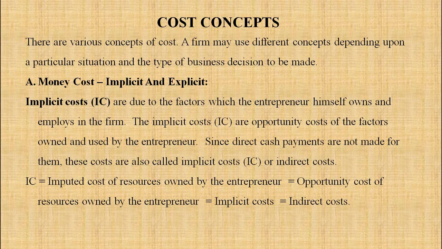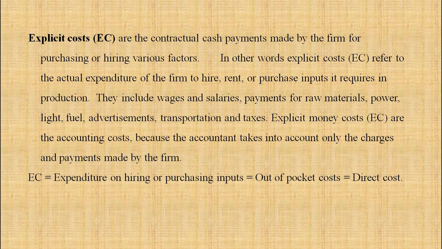Since direct cash payments are not made for them, these costs are also called implicit cost or indirect cost. So implicit cost is equal to imputed cost of resources owned by the entrepreneur, which is equal to the opportunity cost of resources owned by the entrepreneur, that is implicit cost or indirect cost, where he employs his own resources.